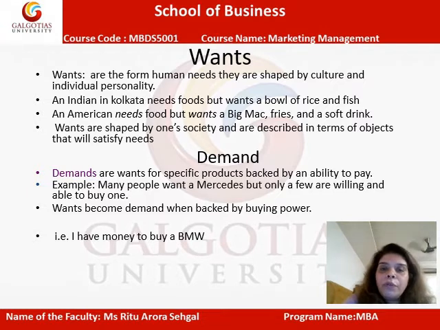They are also the form of needs. They're shaped by culture and individual personality. An Indian in Kolkata needs food but wants a bowl of rice and fish. An American needs food but wants a Big Mac, fries and a soft drink. I'll get into details to clearly explain the difference. Wants are shaped by one's society and are described in terms of objects that we all need.